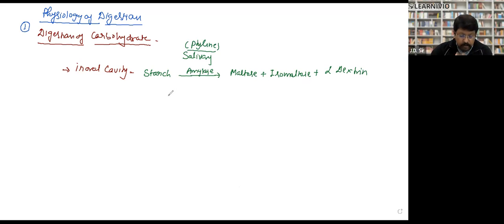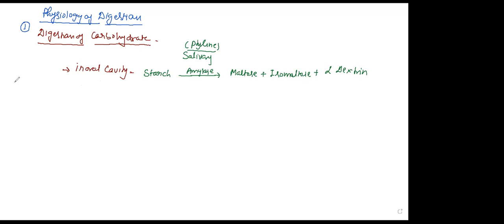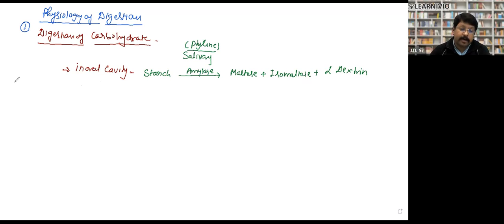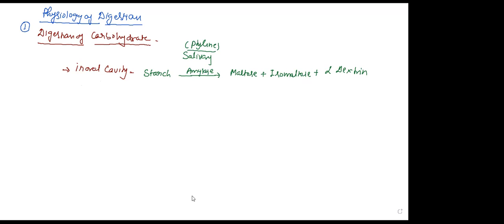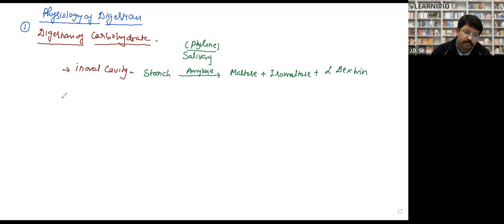Here I want to ask you a question: which animal does not secrete saliva? I have explained it already. The ruminants, right? The cow. Exactly, very good. Herbivorous animals. We have discussed that. Please keep it in mind.